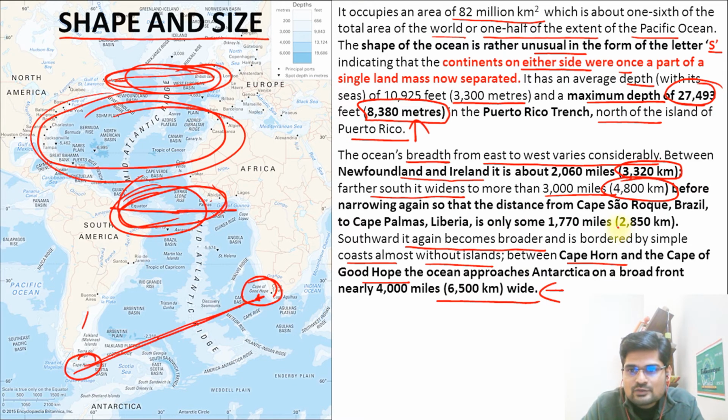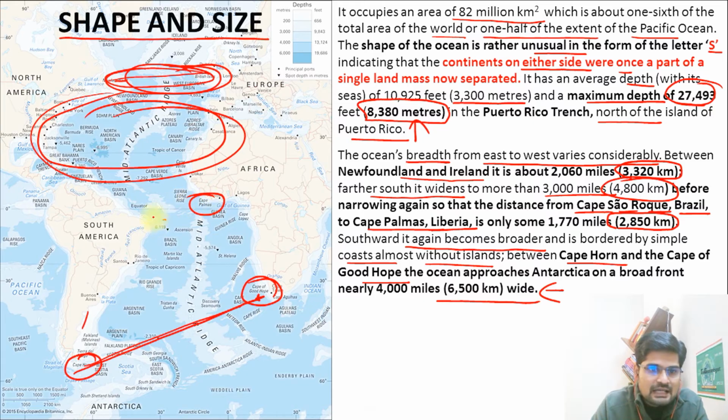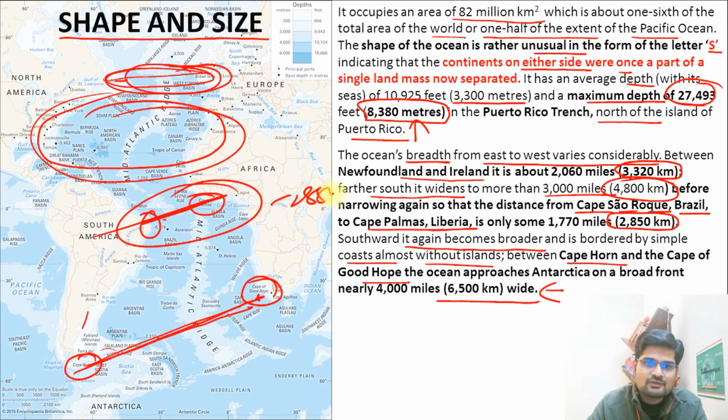So the least is 2,850 kilometers, and where is it? It is between this particular area in Brazil and in Liberia, right? So this is Cape Palomas in Liberia, and this is Cape São Roque in Brazil. So this is the shortest distance, and this is the farthest distance. So remember these two figures, one is 2,850 and one is 6,500. So this is how the width is distributed. So this is all about the shape and size.